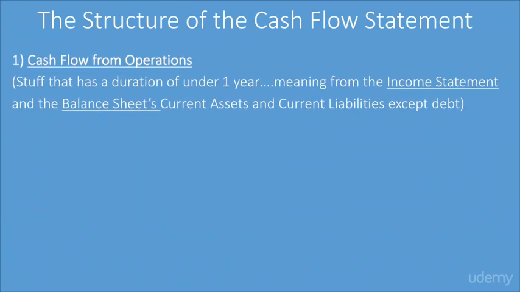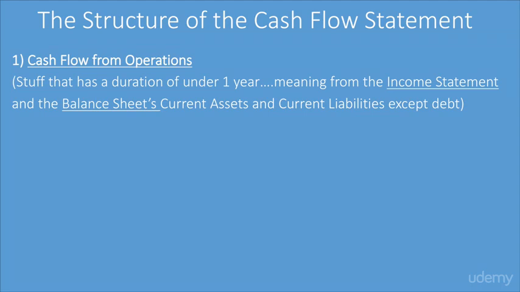So the cash flow statement is made up of 3 items as follows. Number 1, cash flow from operations. And this basically means stuff that has a duration of under 1 year, meaning stuff from the income statement and the balance sheet's current assets and current liability sections, except for debt. And I know that sounds like a lot, but basically, we're just going to look at the cash flow from operating our business for less than a year.